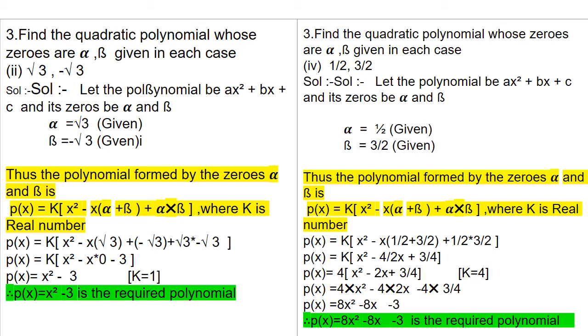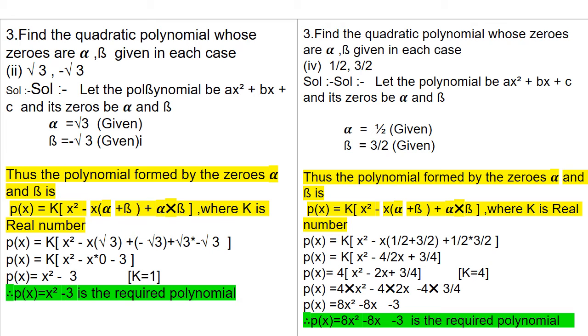In the same way, in the third problem, the fourth one is also completed here. The solution is given here. Alpha is equal to 1 by 2, beta is equal to 3 by 2. These two values are substituted in p of x is equal to k into x square minus x into alpha plus beta plus alpha into beta. So p of x is equal to k into x square minus x into alpha, 1 by 2, plus beta, 3 by 2, plus alpha into beta, 1 by 2 into 3 by 2.